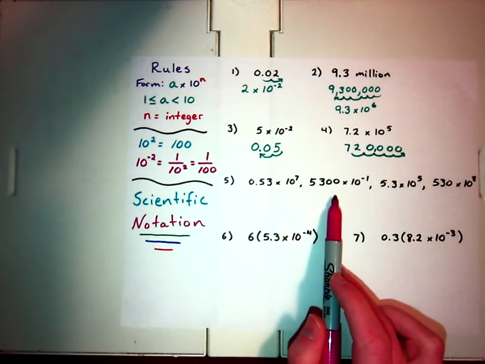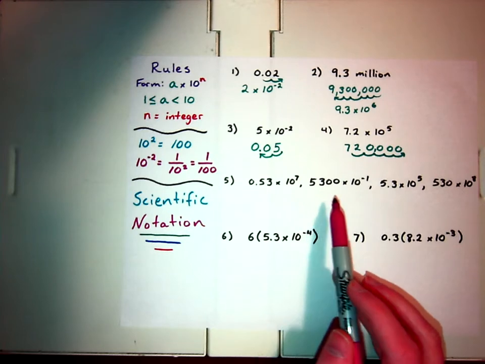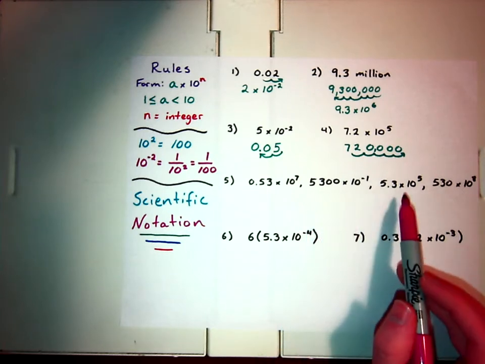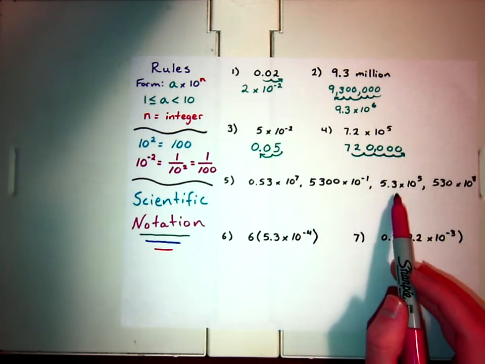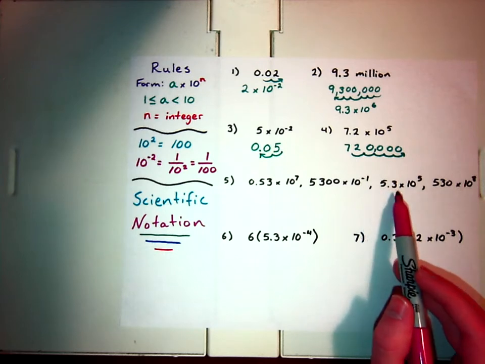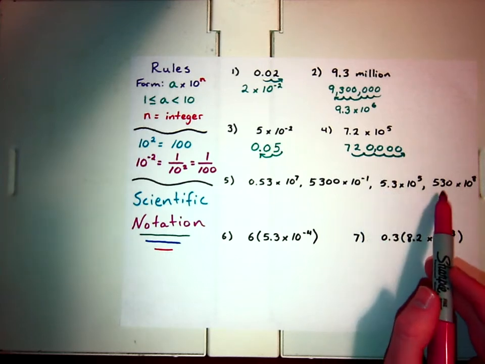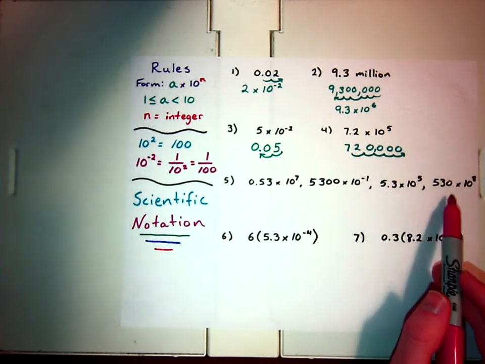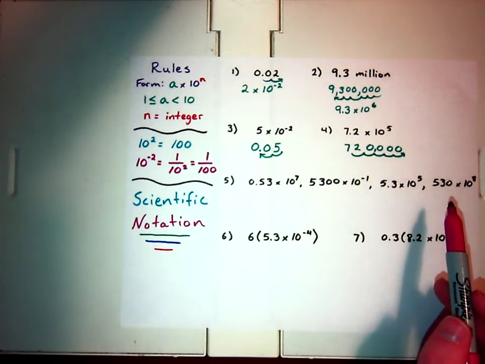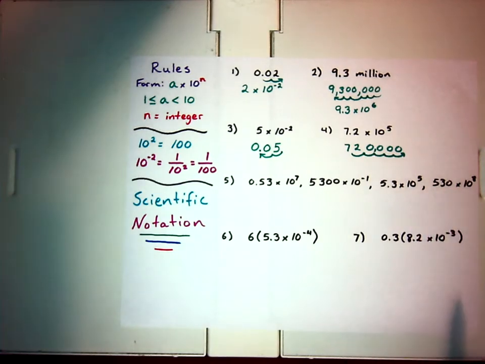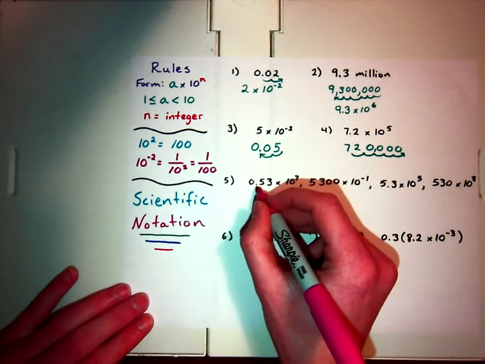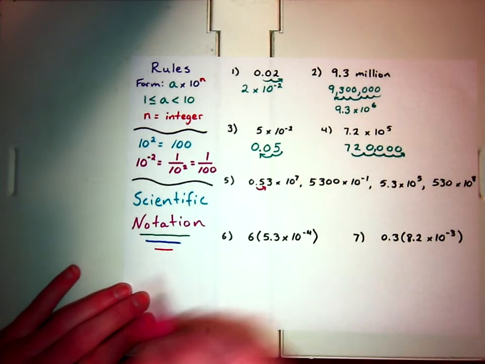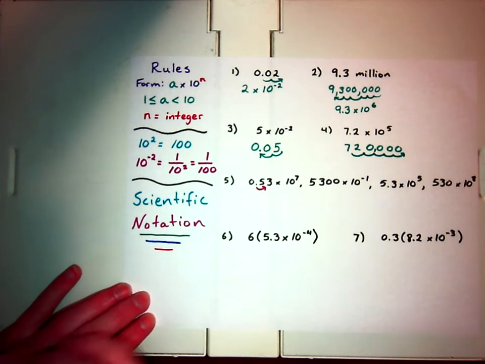The second value is not in scientific notation because it is well over the number 10. The third value is in scientific notation because it's 5.3, so that's between 1 and 10. And 530 is not in scientific notation. So 3 of these numbers we actually have to turn into scientific notation. Well, for this one, we're going to move it over 1 place value. That's all we need to do.